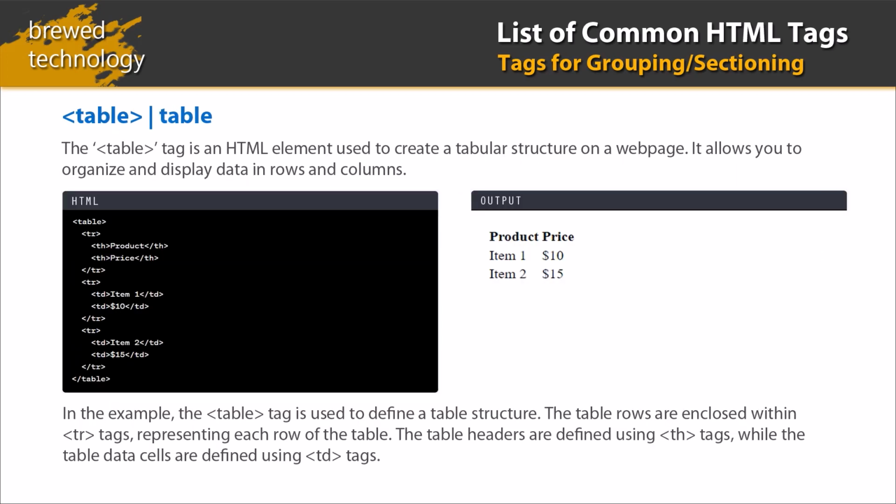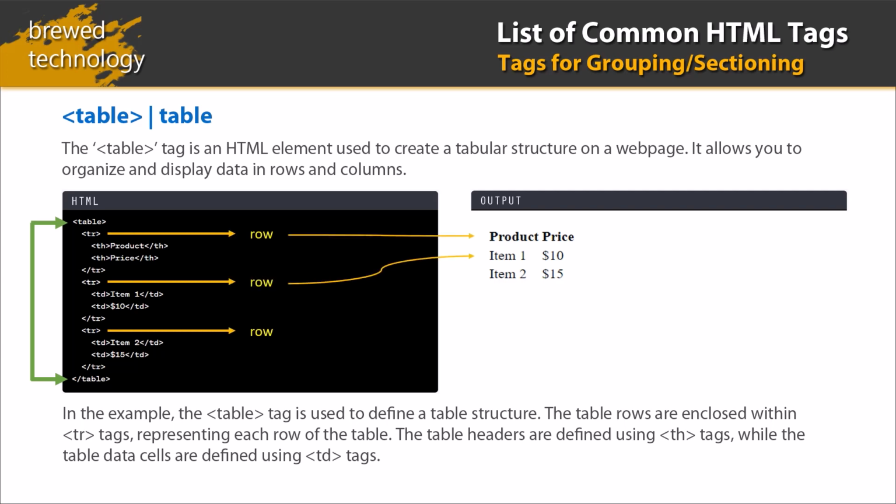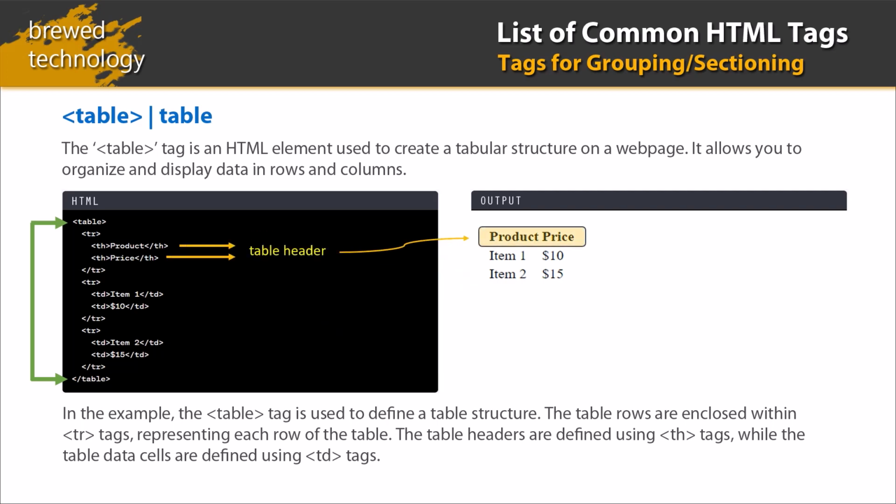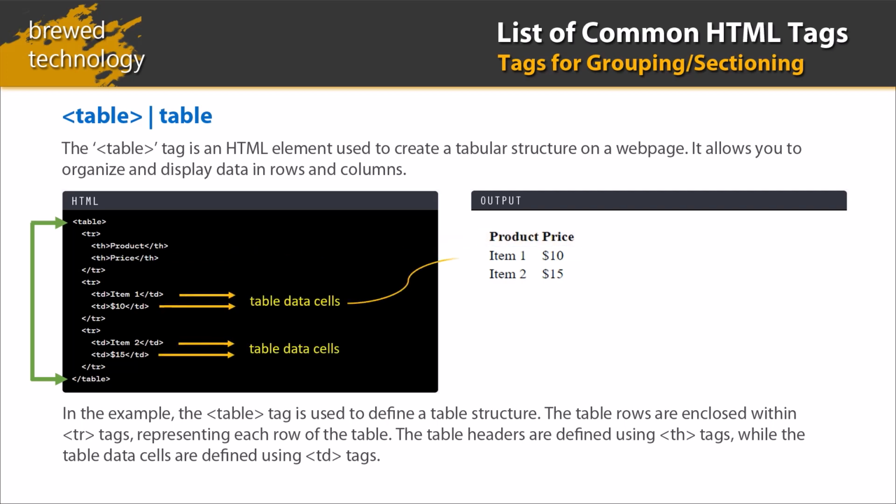The table tag is an HTML element used to create a tabular structure on a web page. It allows you to organize and display data in rows and columns. In our example, the table tag is used to define a table structure. The table rows are enclosed within tr tags, representing each row of the table. The table headers are defined using th tags. And the table data cells are defined using td tags.